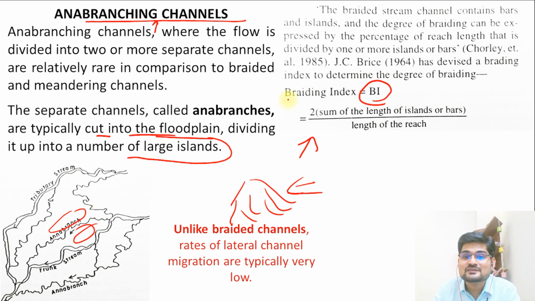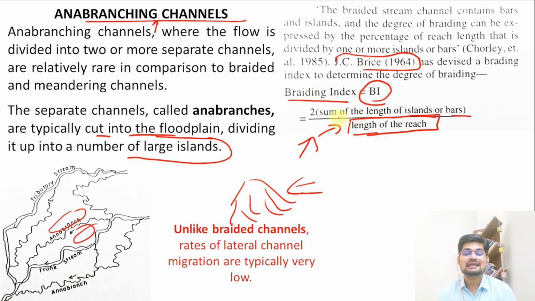So we need to understand this braiding index as well. J.C. Brice in 1964 gave this braiding index, which is basically calculated as 2 into the sum of the length of islands or bars divided by the length of the reach. So this is how we calculate the braiding index.